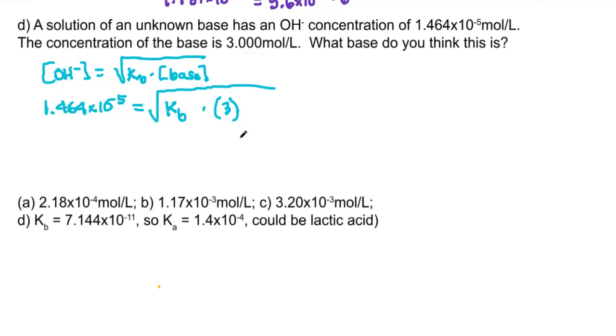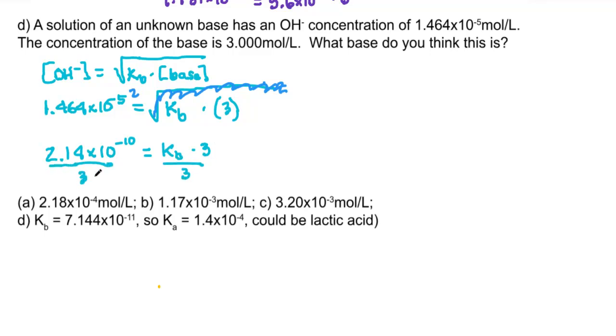So there's our 3. We can solve for the base constant here, and it's similar to what we did in the last one. We square both sides, knowing that will cancel the root, and we get 1.464 times 10 to the minus 5 squared is 2.14 times 10 to the minus 10, and that equals Kb times 3. We want Kb alone. The trouble is it's multiplied by 3, so no problem. Divide both sides by 3. And we get the base constant is 7.144 times 10 to the minus 11.